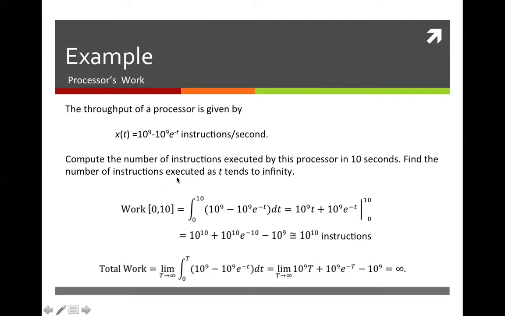So here's a simple example. The throughput of a processor is given by this expression, where you could see that at time 0 it is actually equal to 0, but then after that the second term tends very quickly to 0 as t tends to infinity, and this disappears, and then our throughput tends to 10 to the 9 instructions per second as time tends to infinity. It kind of stabilizes to that.